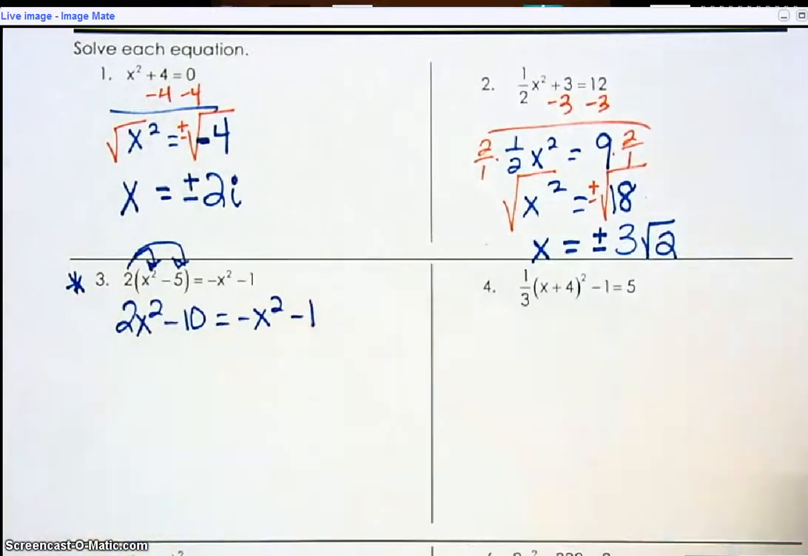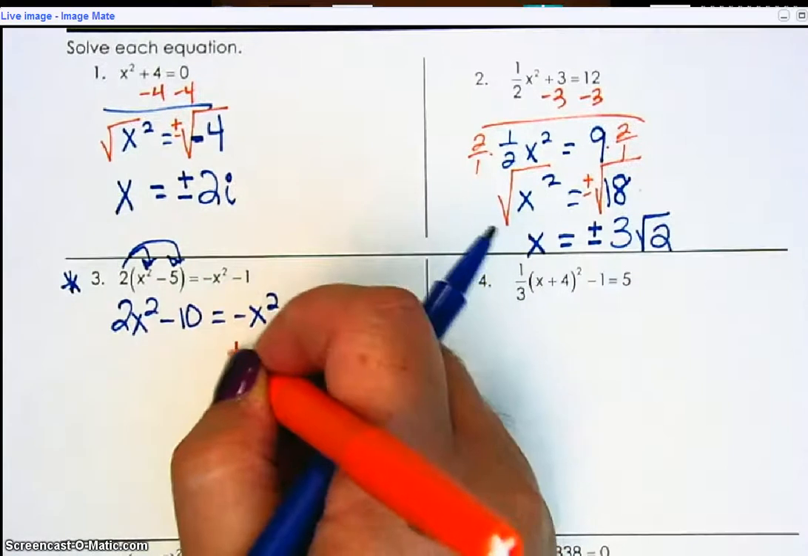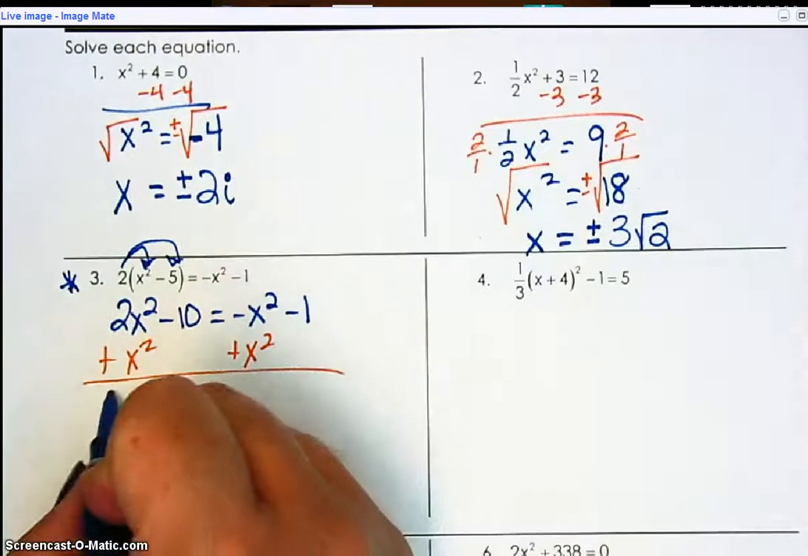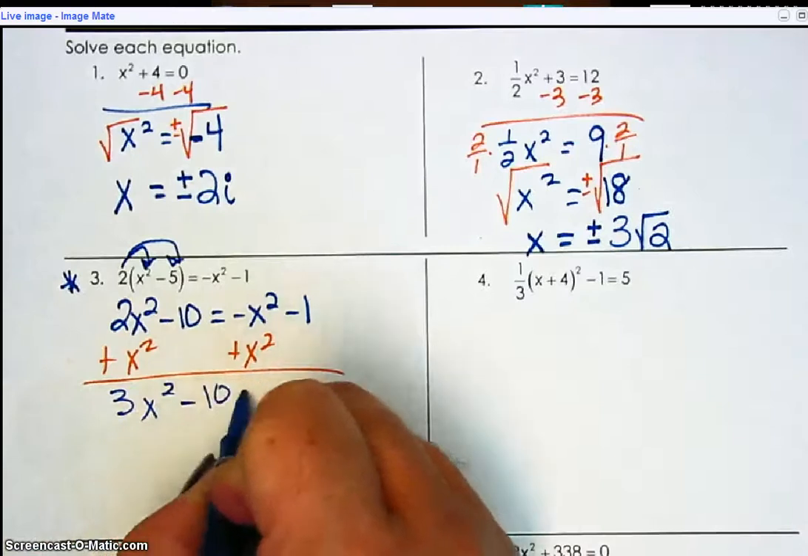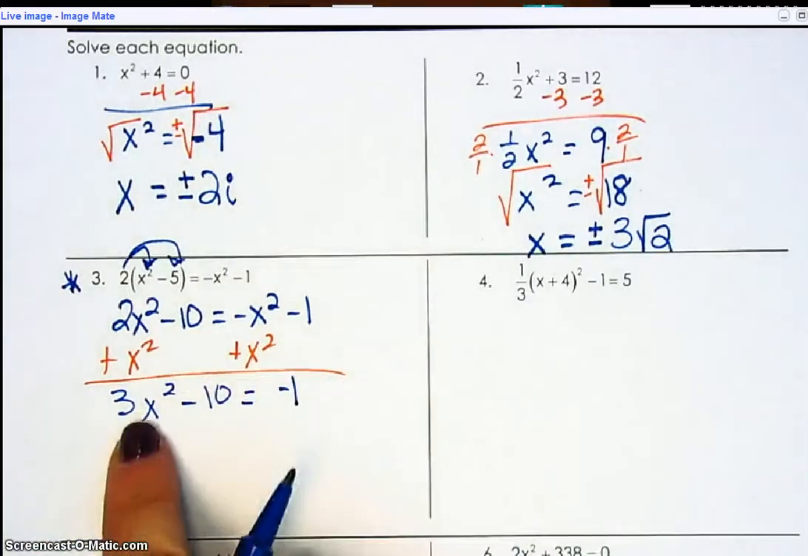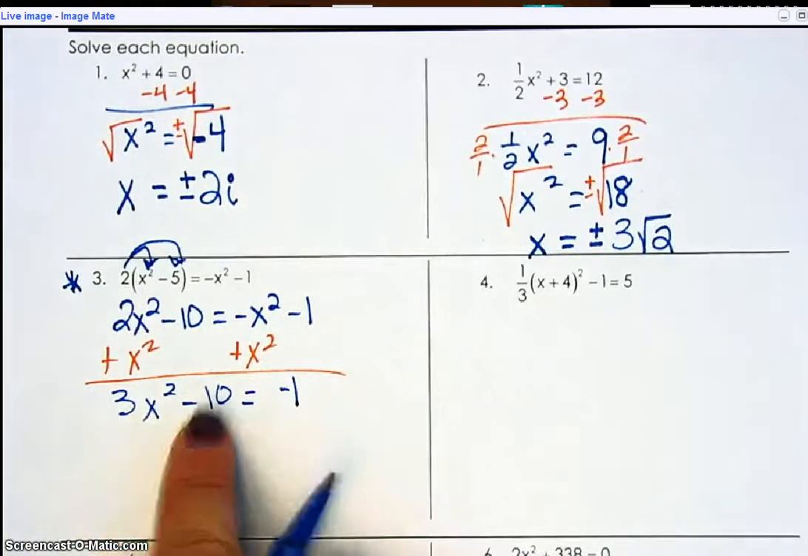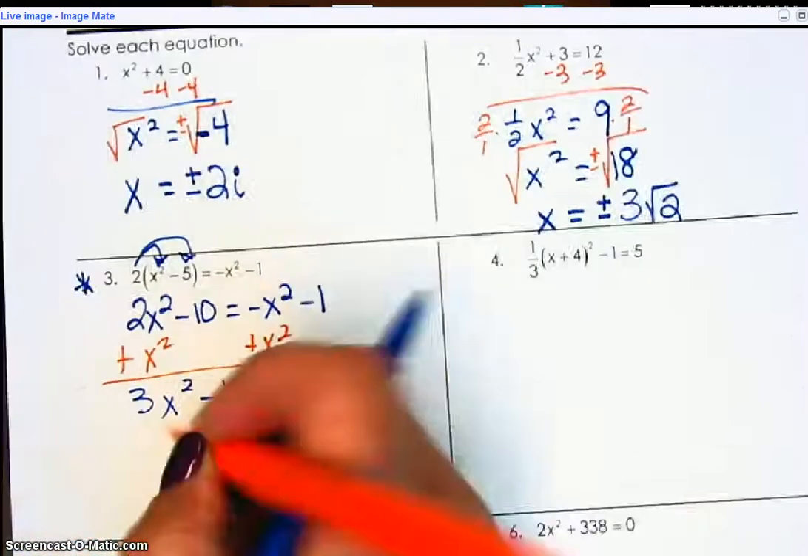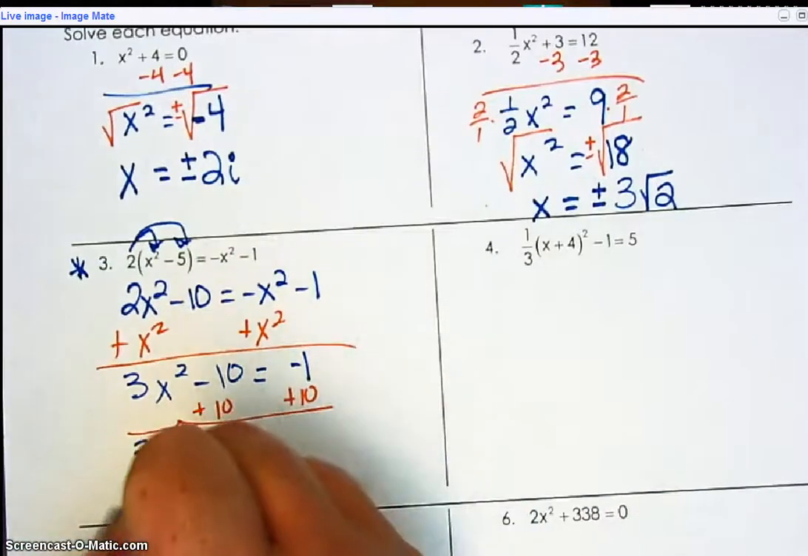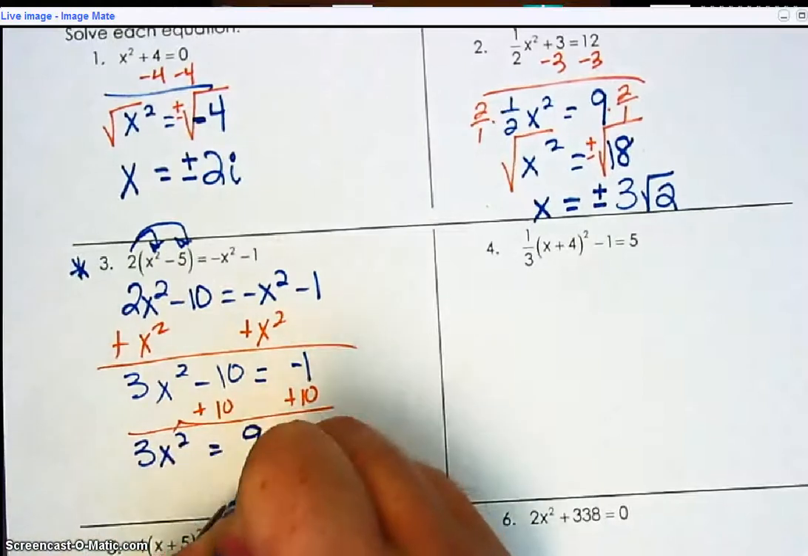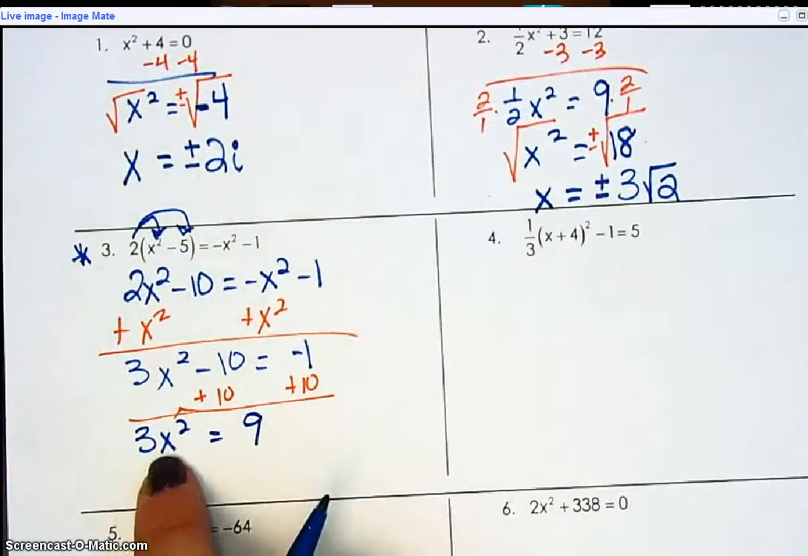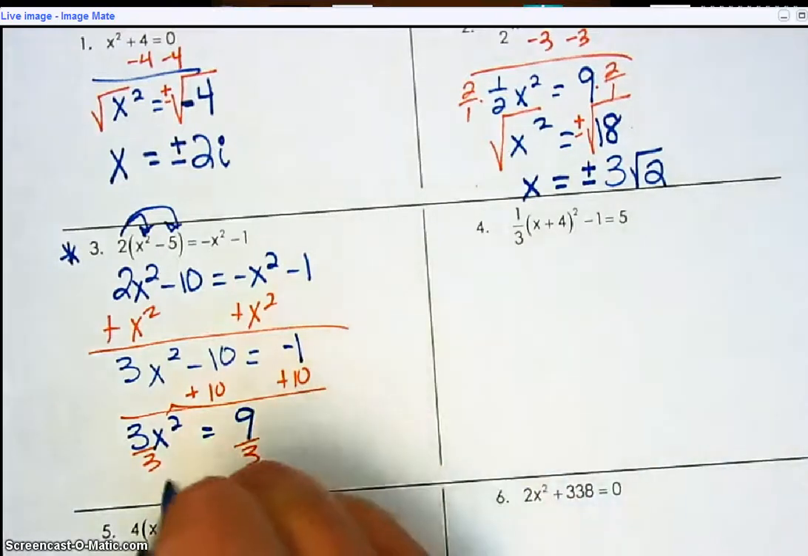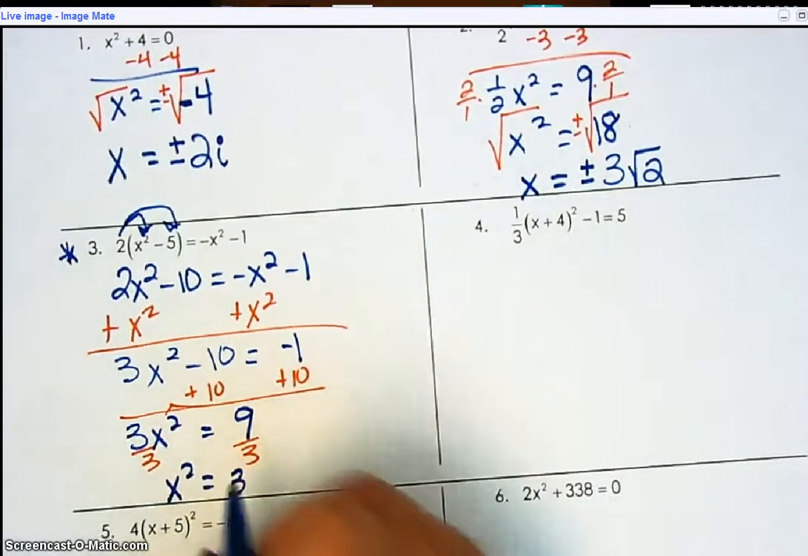Alright, on this one I need to get my squared terms on the same side, so I'm going to have to add x squared. So I have 3x squared minus 10 equals negative 1. To get the squared term by itself, I have got to get rid of that negative 10. So I'm going to add 10 to both sides. 3x squared is equal to 9. X squared needs to be divided by 3. So that I have x squared is equal to 3.